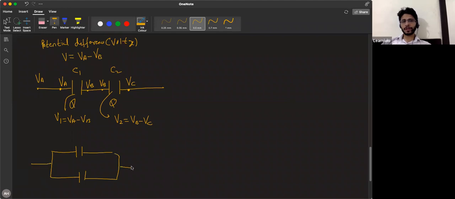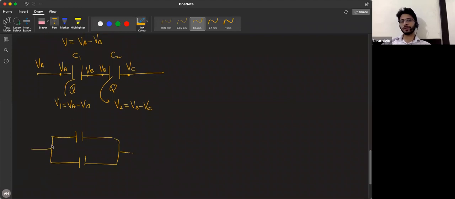Just look at this figure and tell me, will the charge remain the same or will it divide? It's getting divided. Charge will divide. At this branching, some charge Q comes over here and divides into two parts. There is Q1, this is Q2. So the capacitors will have different charge.